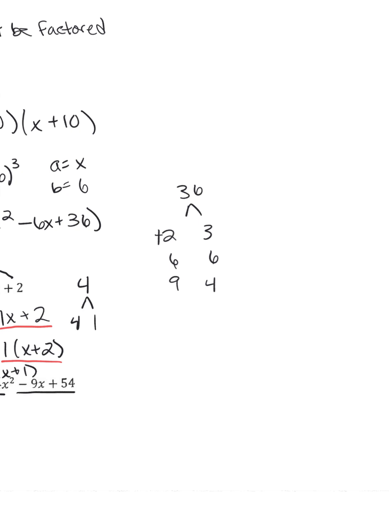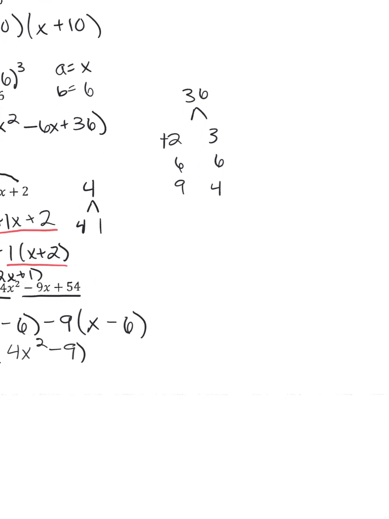So look at the first two terms. What do they have in common? Well, I can pull a 4 out of both, and I can pull x squared out of both. That's going to leave me with x minus 6. Now, negative 9x plus 54, I can pull a negative 9 out, which is going to leave me with x minus 6 again. Now my two terms have x minus 6 in common, so I can factor that out, which leaves me with 4x squared minus 9. And 4x squared minus 9 is a perfect square, so let's continue to factor that.